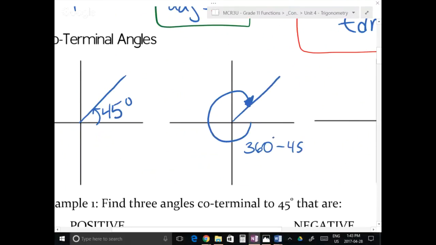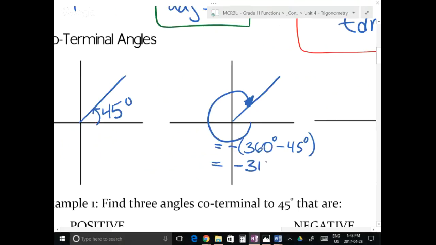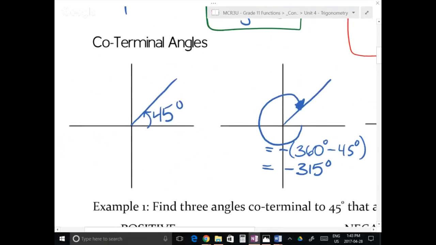And then keep in mind, if we were rotating the opposite direction of normal, how am I going to indicate that using a number? It's going to be negative. So I'm going to put a negative sign in front of that. So it's going to be the negative of 360 minus 45. What's 360 minus 45? 315. And it's going to be negative, so it is negative 315 degrees. So negative 315 degrees and 45 degrees are coterminal. Coterminal angles. They end in the same spot.